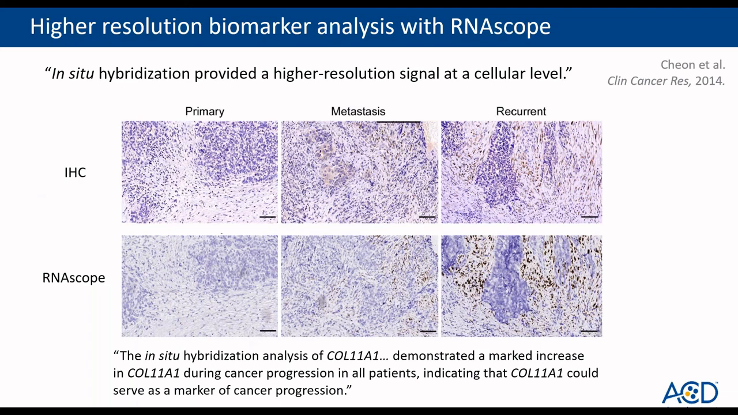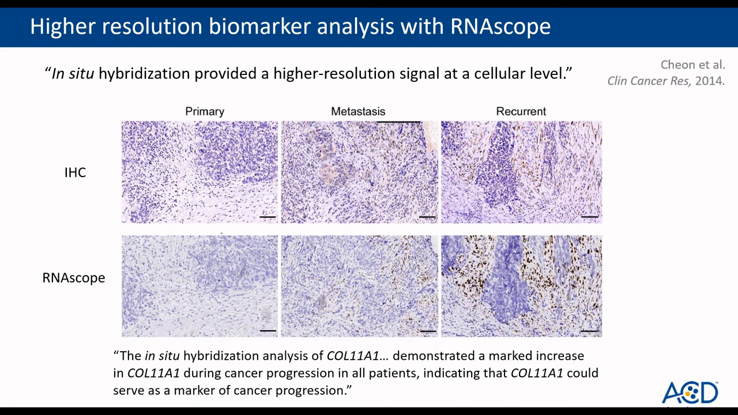This is a piece of data from clinical cancer research published in 2014, showing Col11A1 protein and RNA expression in primary, metastatic, and recurrent serous ovarian cancer tissue. The authors saw good correlation between protein and RNA during cancer progression. RNAscope showed better dynamic range of expression than IHC, and RNA provided higher resolution than protein.